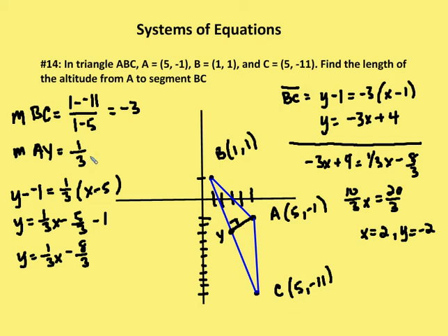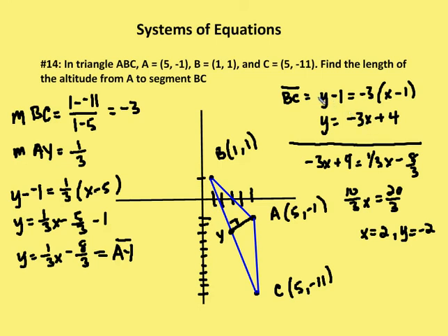Next thing we're going to do is write the equation for AY. So we use our point-slope form. y minus y1, which in this case is -1, is equal to the slope times x minus x1, which in this case is 5. So I have a point in point-slope form. I have y minus -1 is equal to 1/3 (x minus 5), or y is equal to 1/3 x minus 5/3 minus 1, and to simplify that even further into slope-intercept form, I have y is equal to 1/3 x minus 8/3. So that's my equation for segment AY.